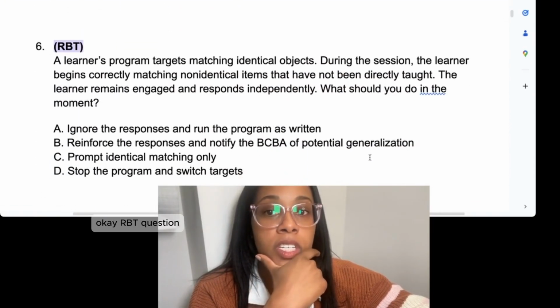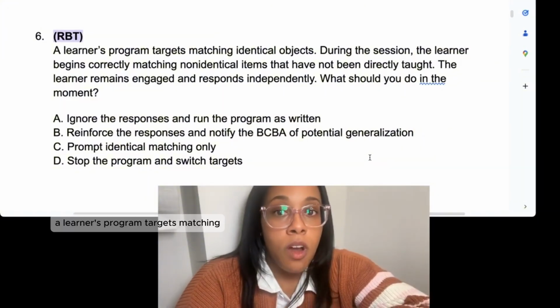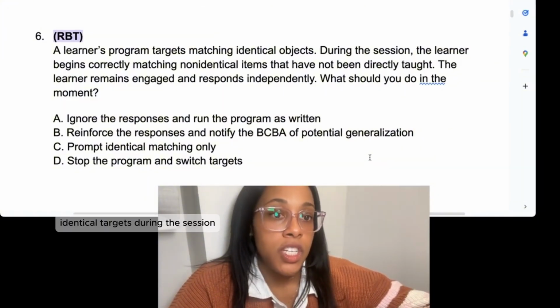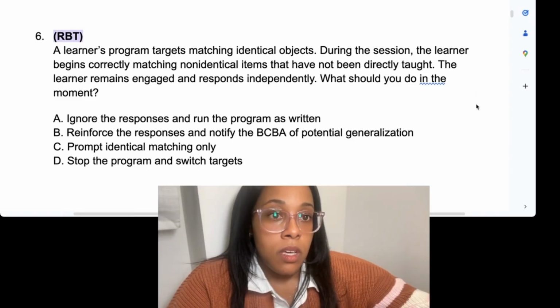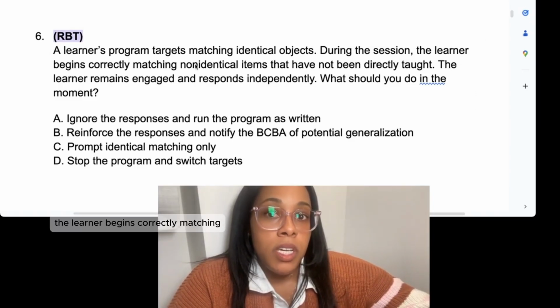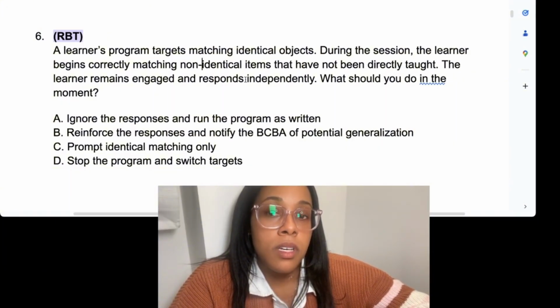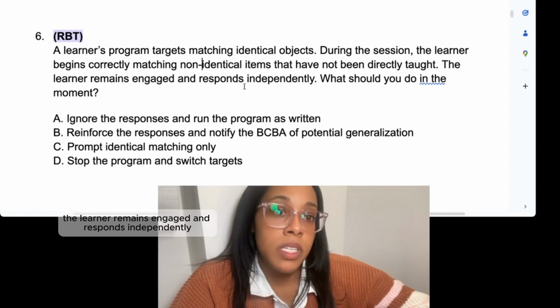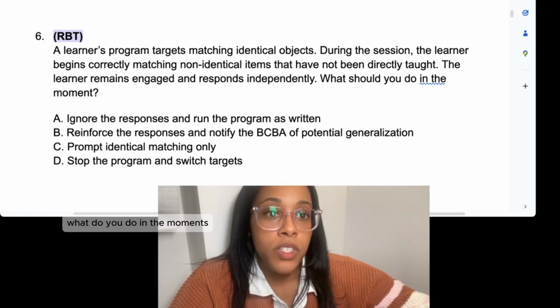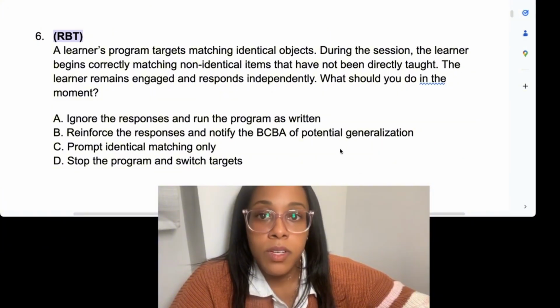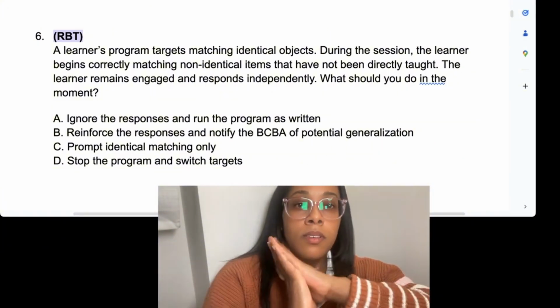Okay, RBT question. A learner's program targets matching identical targets. During the session, the learner begins correctly matching, let me edit this as I'm going, non-identical items that have not been directly taught. The learner remains engaged and responds independently. What do you do in the moment? For my RBTs, if you're still here.